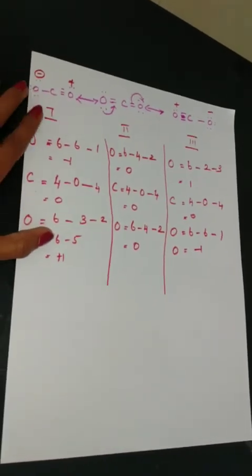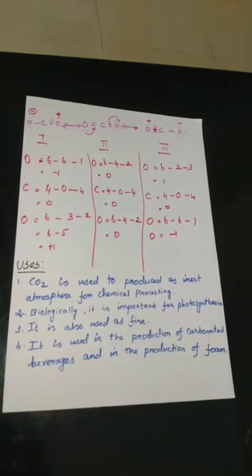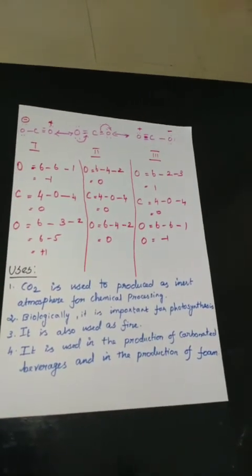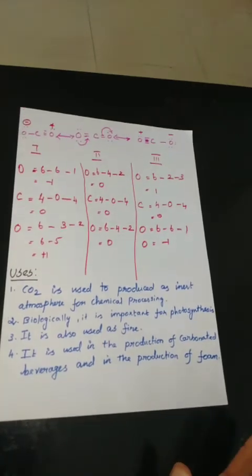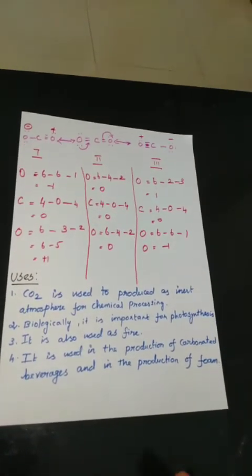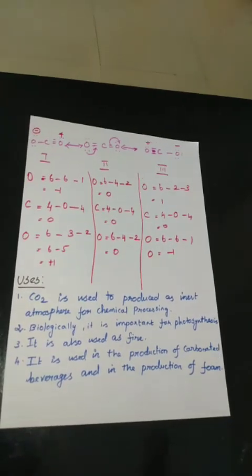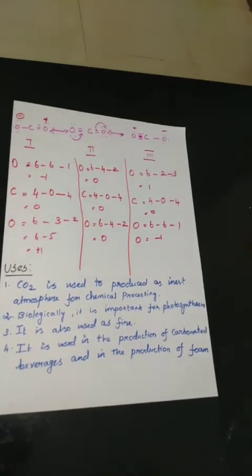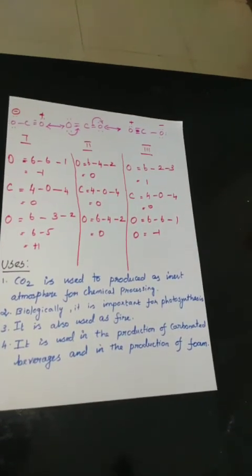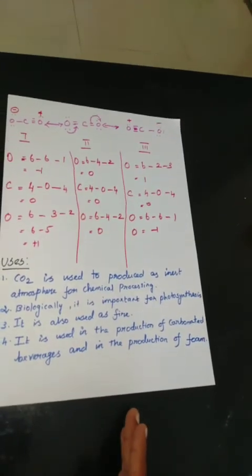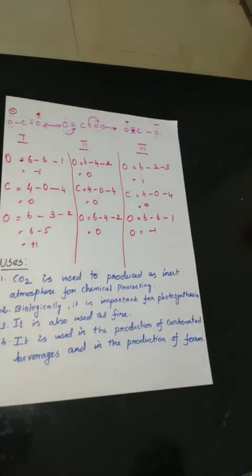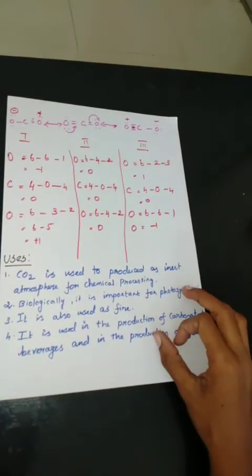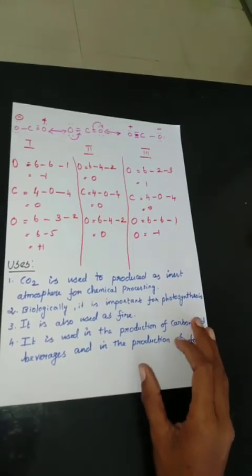So this is the structure of carbon dioxide. One very important thing is the uses of carbon dioxide. We know that carbon dioxide is used to produce an inert atmosphere for chemical processing. The second one is biological, it is important for photosynthesis. And the third one is it is also used as a fire extinguisher. And the fourth point is it is used in the production of carbonated beverages and in the production of foam. So these are the four important uses we mainly have in our day-to-day life.